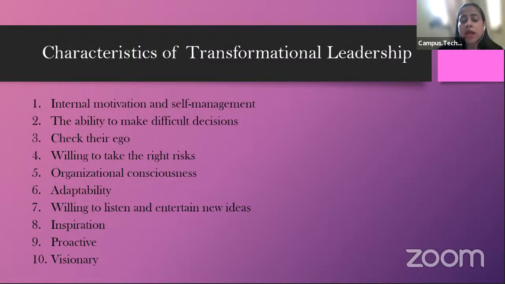They need to come up with new things to bring change, to make better understanding, better output from the team. Next is willing to listen and entertain new ideas.